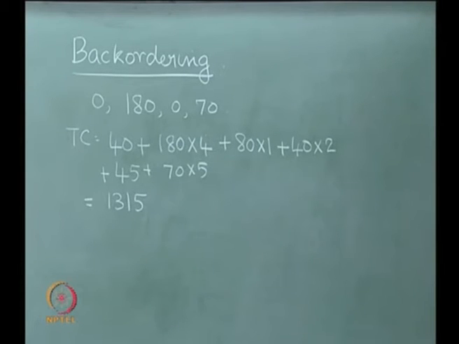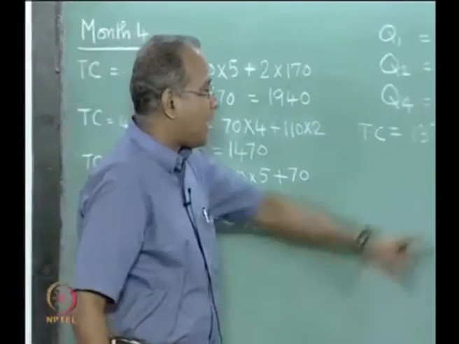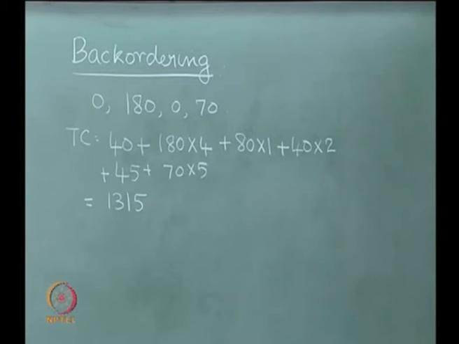Please note, so far we have not solved the problem optimally, we have just illustrated a possible solution that includes back order cost, and we are able to show that if we include back ordering, then the cost comes down from the optimum 1375 to at least 1315, because 1315 is a feasible solution considering back ordering.